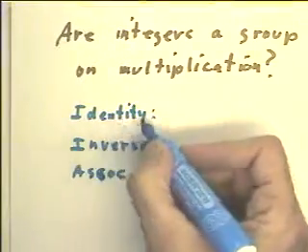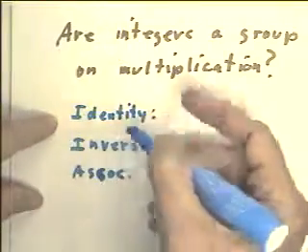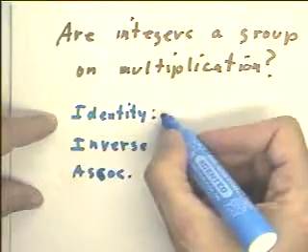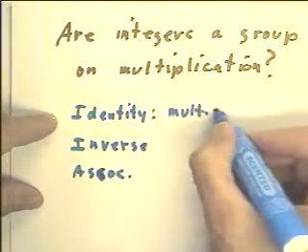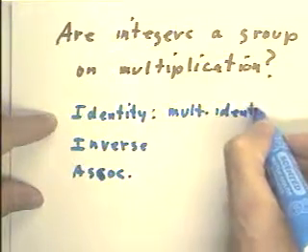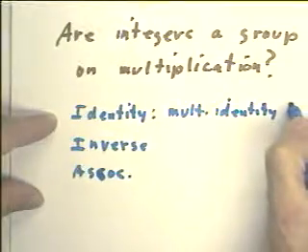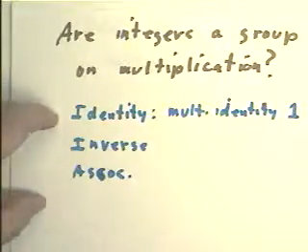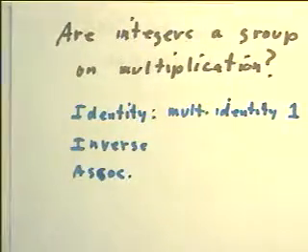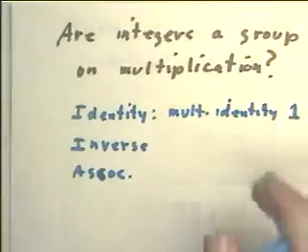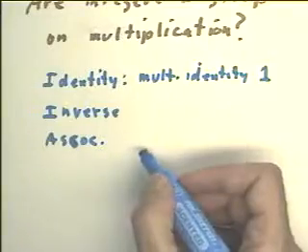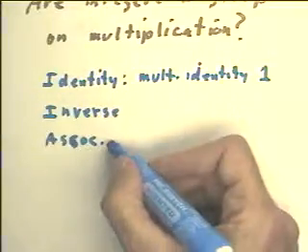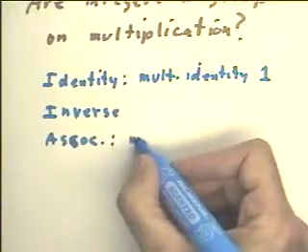Okay, if you have the identity, well, what is the identity? For multiplication, the identity is 1. So we certainly have an identity for multiplication. What about associativity? Well, multiplication is associative.